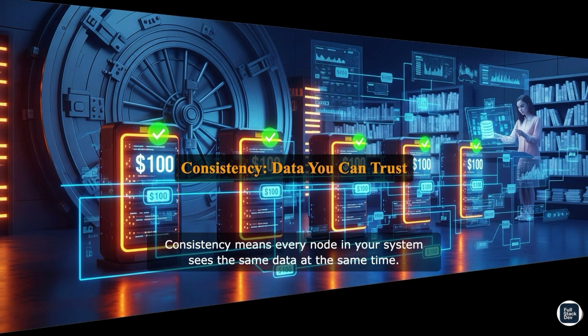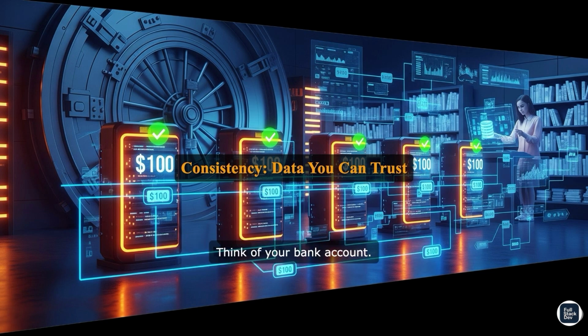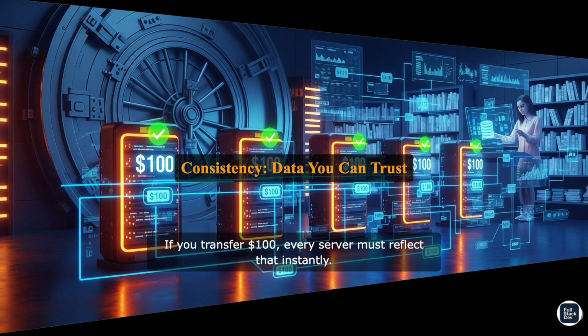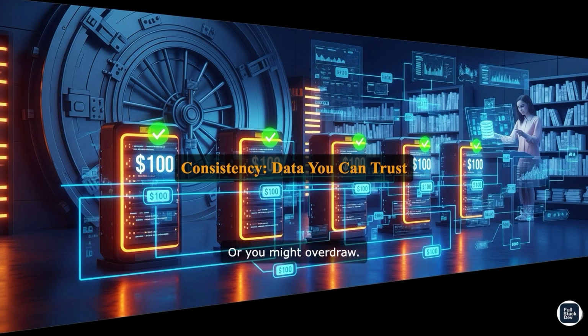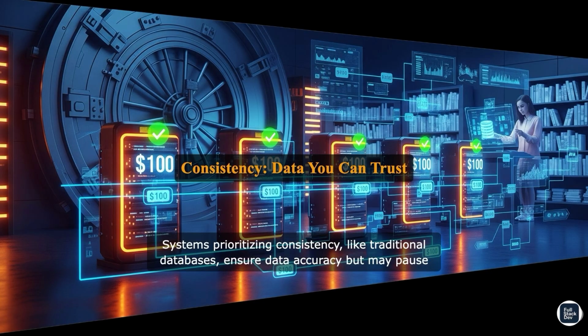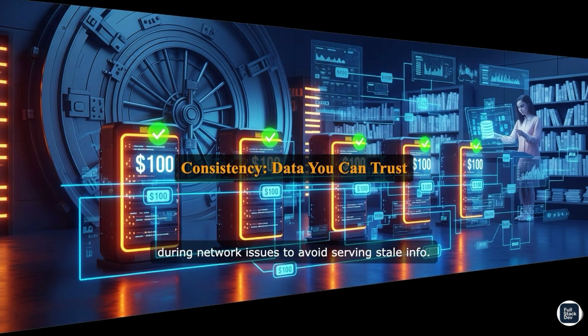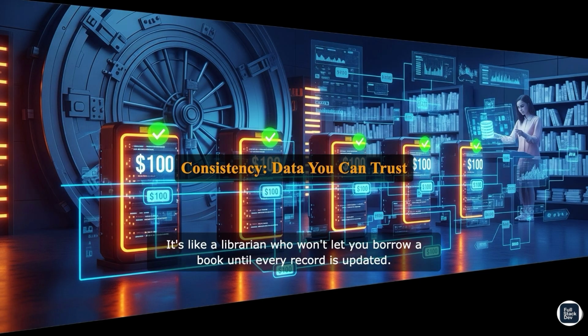Consistency means every node in your system sees the same data at the same time. Think of your bank account. If you transfer $100, every server must reflect that instantly, or you might overdraw. Systems prioritizing consistency, like traditional databases, ensure data accuracy, but may pause during network issues to avoid serving stale info. It's like a librarian who won't let you borrow a book until every record is updated.